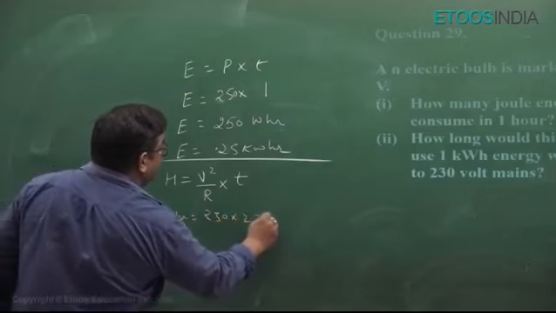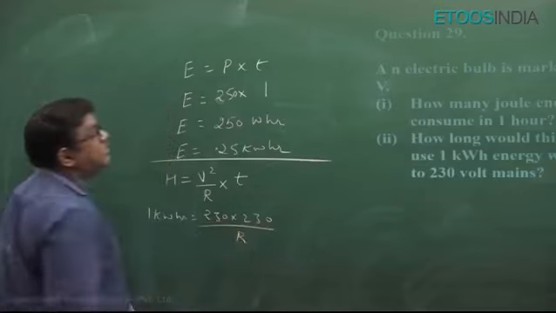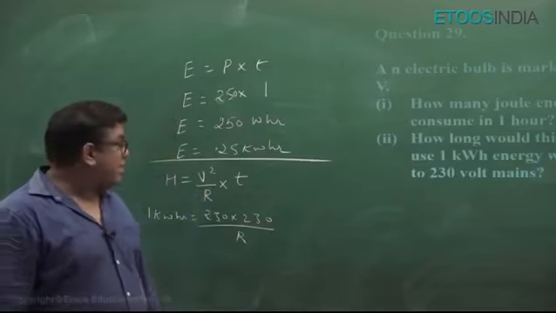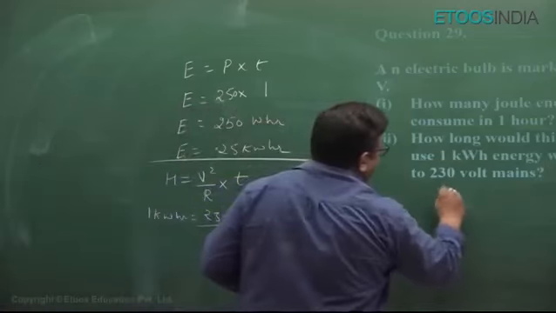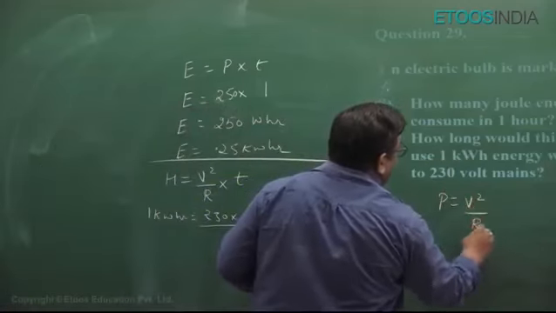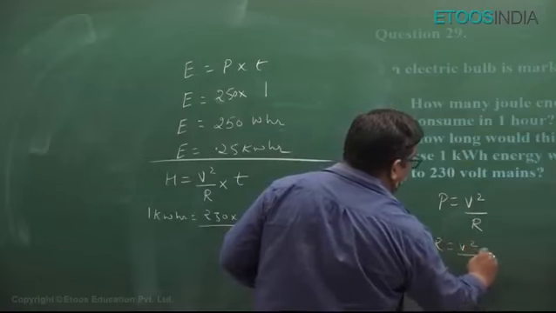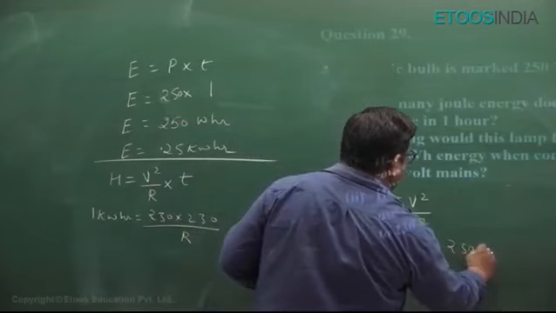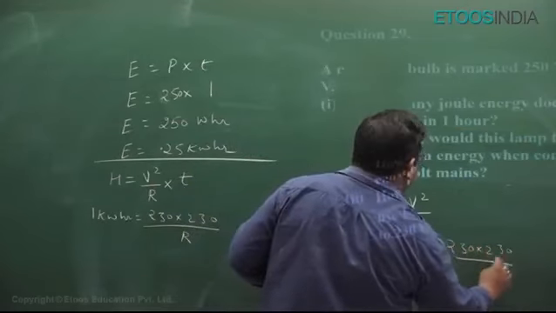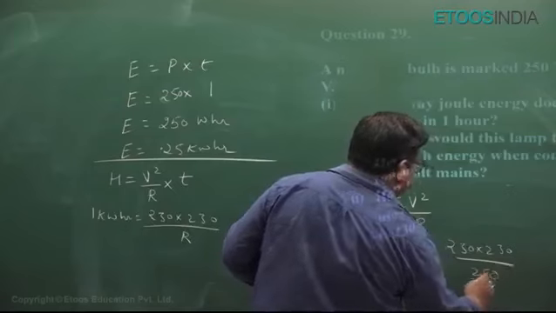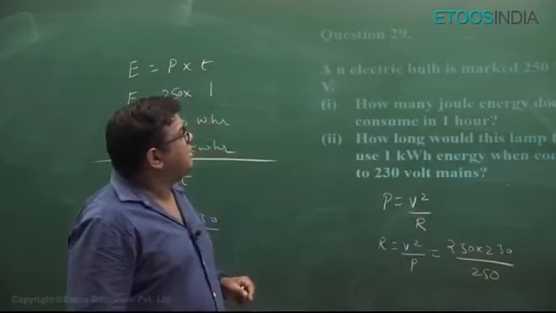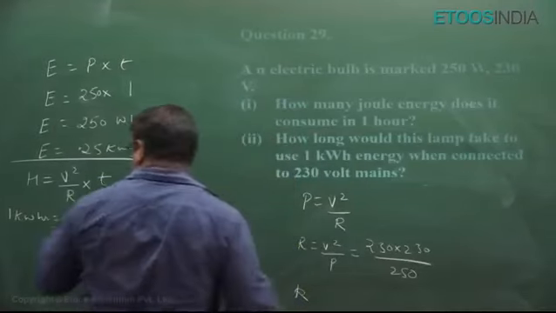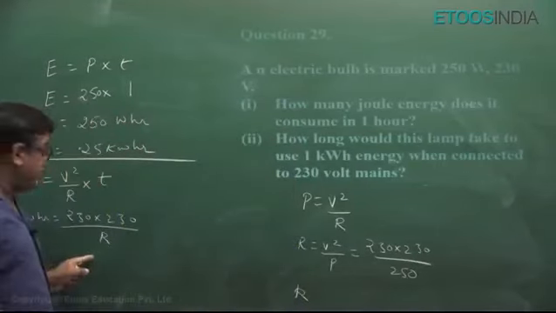230 into 230 upon R. But students, first of all, we need to find R over here. So, how will we find R? It's given that P is equal to V square upon R, or R is equal to V square upon P. What is V? It is 230 into 230 divided by 250. Got it? Now, let's see what is the total value of R here, or I can just put it directly here. I think our calculations will become easier.